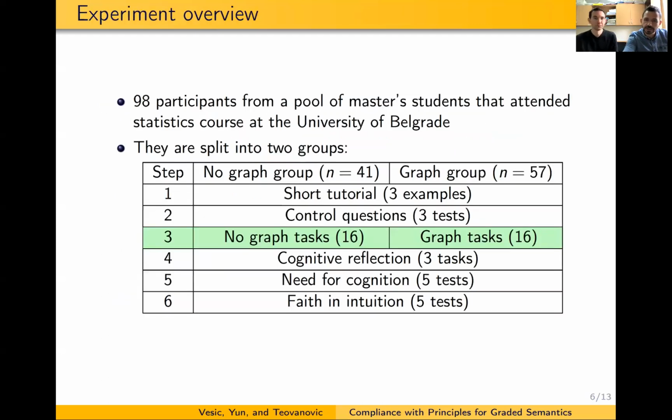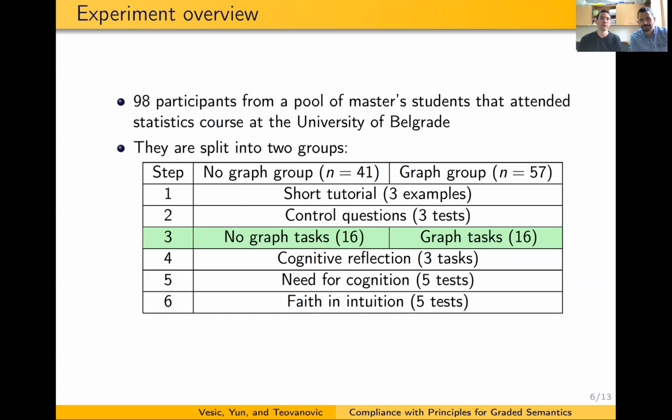So basically, the design of our study looked like this. We had 6 phases, and we randomly assigned 98 participants to 2 groups. The groups were not actually of equal size, as you can see in this table. Do you want to describe how the procedure looked? Yes, thanks. So we had those 6 phases.